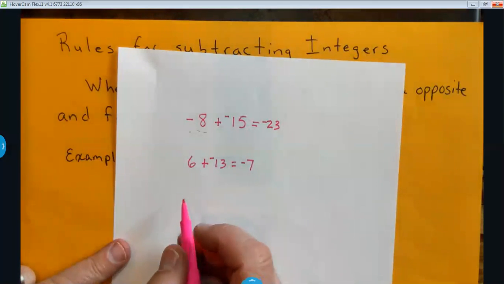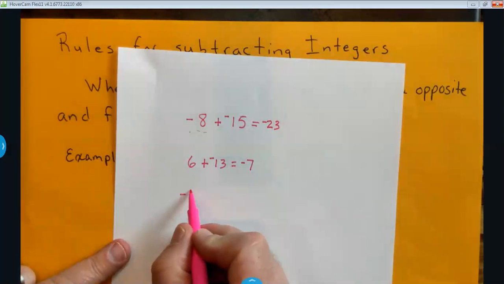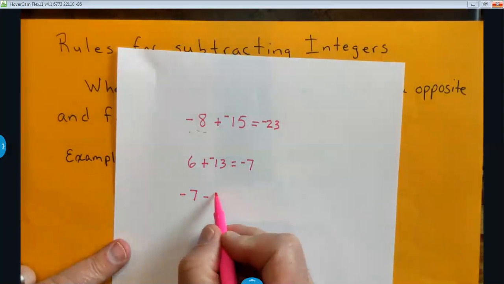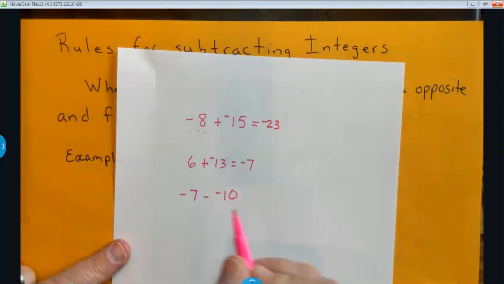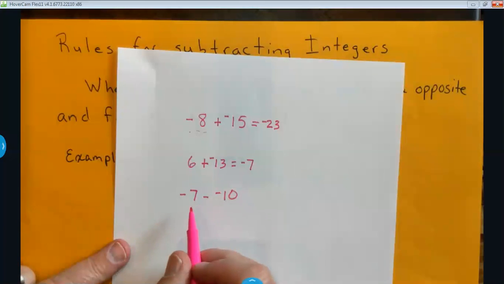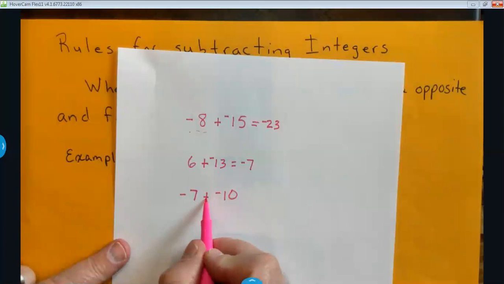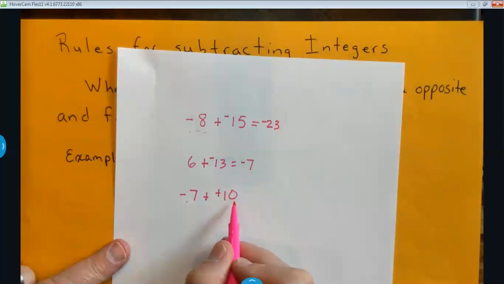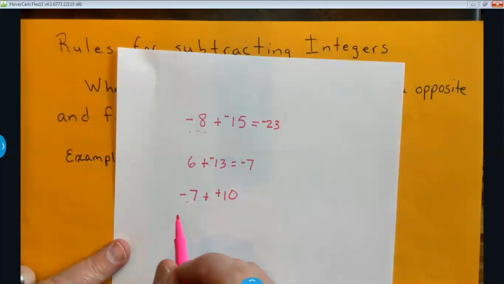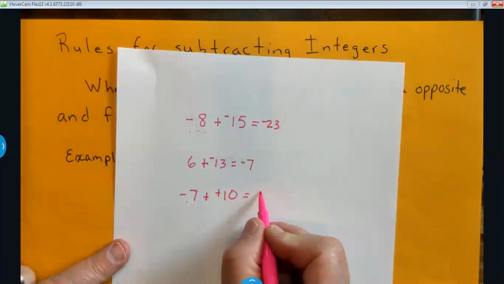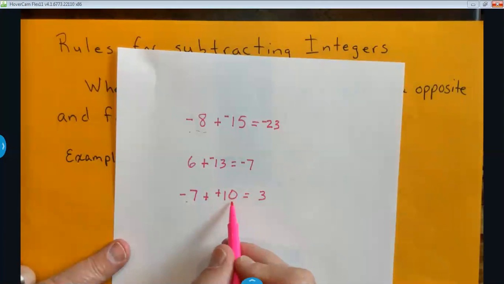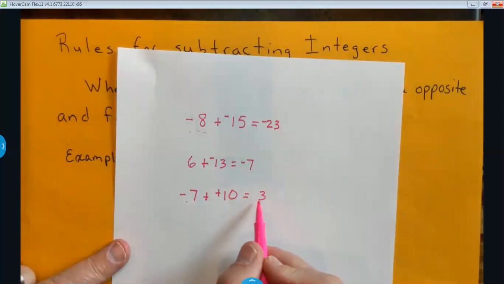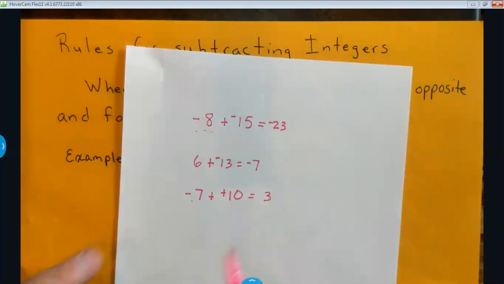One more example. Negative 7 minus a negative 10. My subtraction rules tell me to add the opposite. So now I'm adding a negative 7 plus a positive 10. Following the addition rules, I subtract those two and I get 3. And 10 is the higher number, it's positive, so my answer is going to be positive.